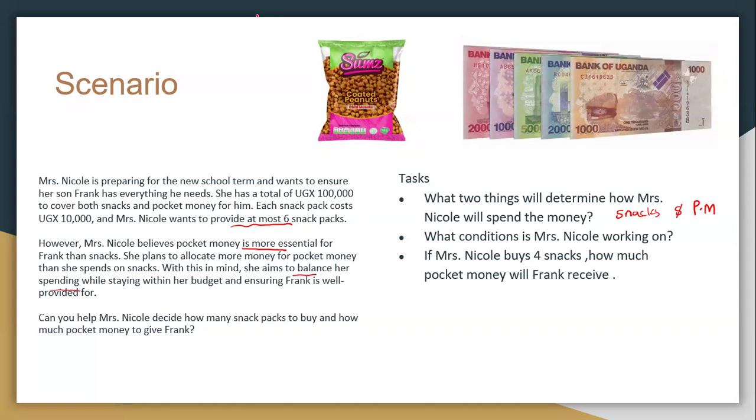Now, that is the question. If Mrs. Nicole buys 4 snacks, how much pocket money will Frank receive?